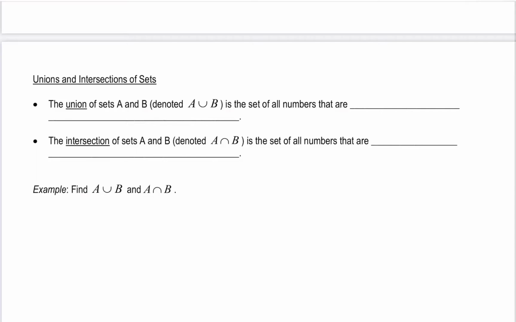All right, so first, what's a union? Union gets denoted of two sets with what just looks like a U without the tail. And what it means then is it's the set of all numbers that are in either set A or B. So we're looking for all the numbers that are in either set.